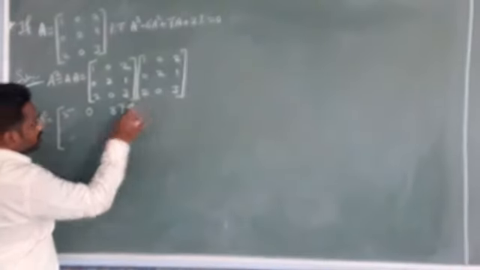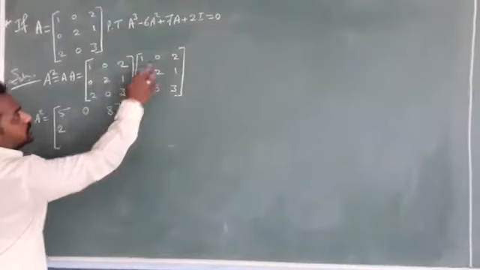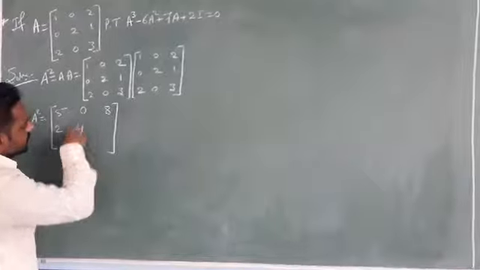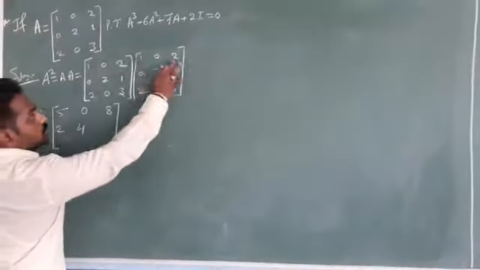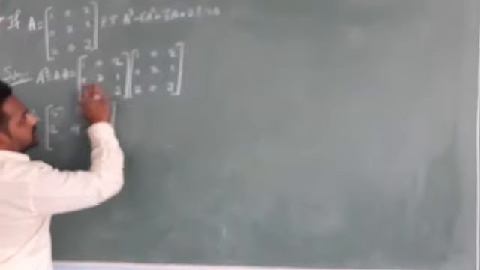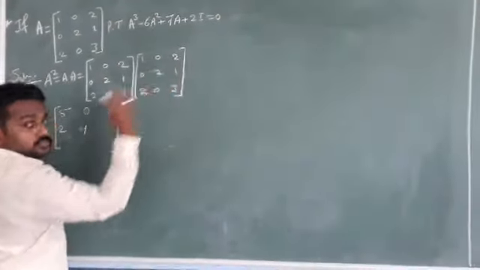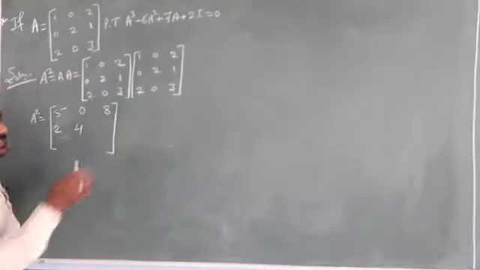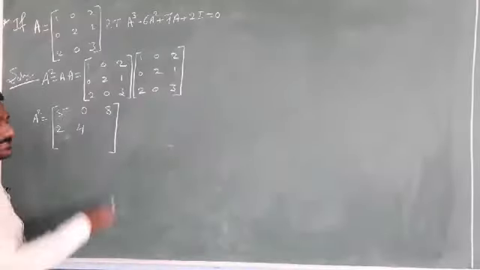0 into 1 0, 2 into 0 0, 1 into 2 2. So you get the 2 here. Next, 0 into 0 0, 2 into 2 4, 1 into 0 0, so you get the 4. Okay, second row, third column. 0 into 2 0, 2 into 1 2, 1 into 3 3, 2 plus 3, that is 5.